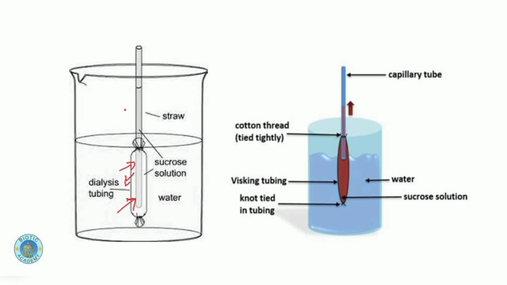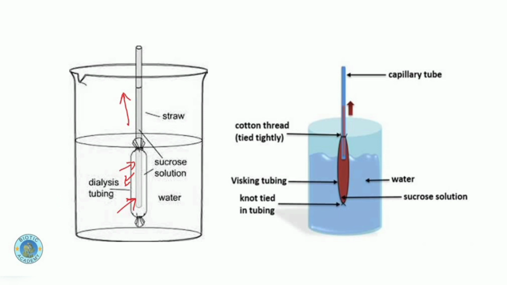As a result, the level of solution in this whisking tubing will rise, because water is now being added into the sucrose solution and making the sucrose solution diluted, and this causes a rise in the level of solution in this capillary tube. So in this way you can see that water is moving across the membrane. We need to have a membrane in the process of osmosis in order to observe this phenomenon, the movement of water molecules from high water potential to low water potential, and to separate the two fluids.